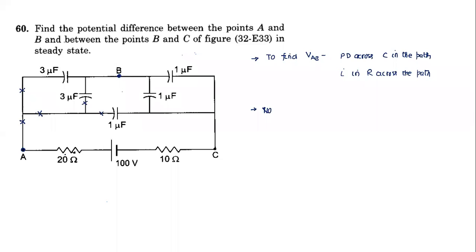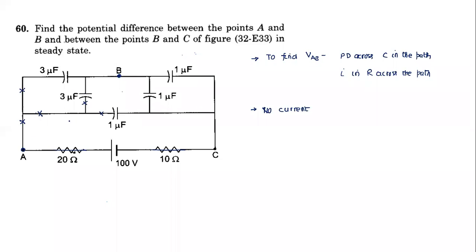If no current flows, is there any potential drop across this resistor? No potential drop across this resistor, current is 0, and this also has no potential drop. So no current anywhere in the resistors. If there's no current flowing, we can as well remove them. It becomes a typical capacitor circuit, and we can find the potential difference between points A and B.